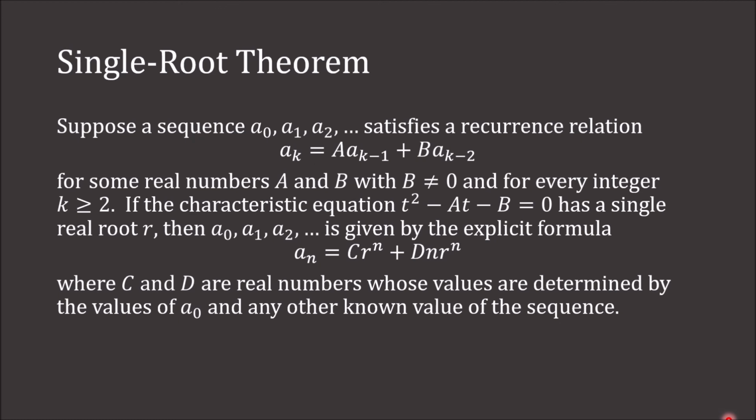And so our single root theorem basically says that given a recurrence relation a sub k equals a times a sub k minus 1 plus b times a sub k minus 2, whose characteristic equation has a single root, then the explicit formula is given by a sub n equals c r to the n plus d n r to the n. And again, this follows directly from the previous lemma and one of the other lemmas we studied before.